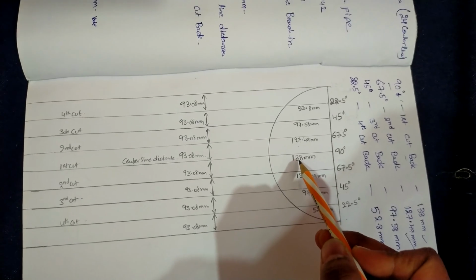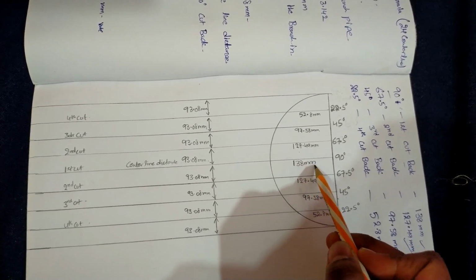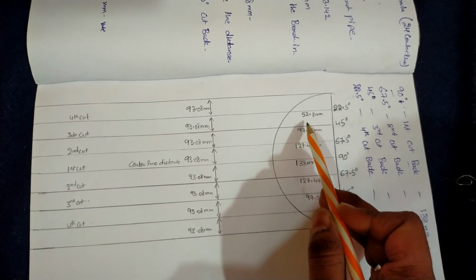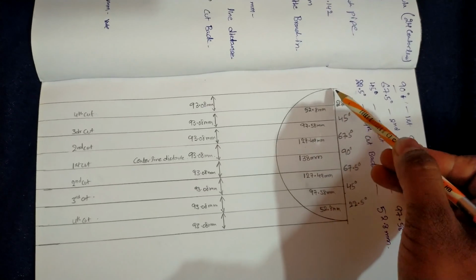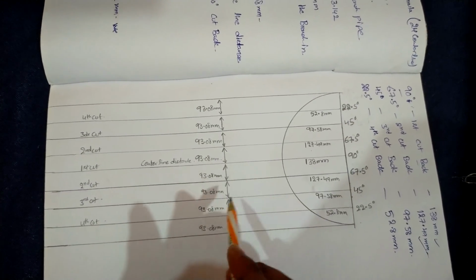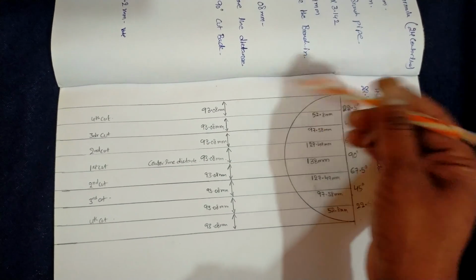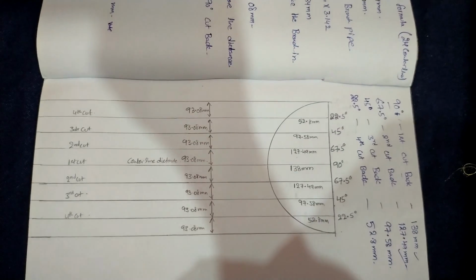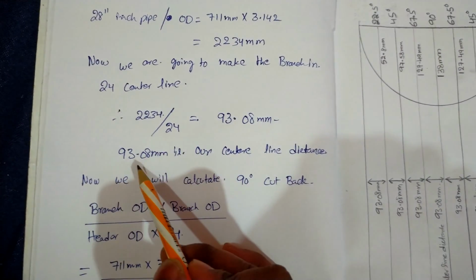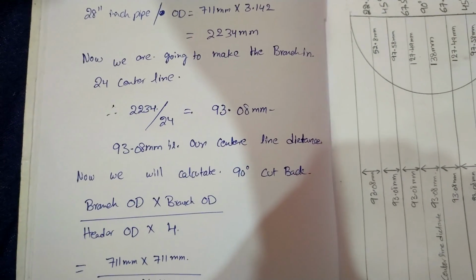This is the first cutback value, 138 mm. This is second cutback value, third cutback value, fourth cutback value. Like this we will draw the graph, and this is a center line distance, and center line distance is, we got it here above, we said that 93.08 mm is our center line distance, isn't it?